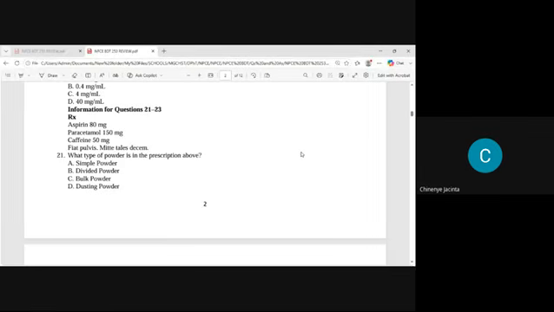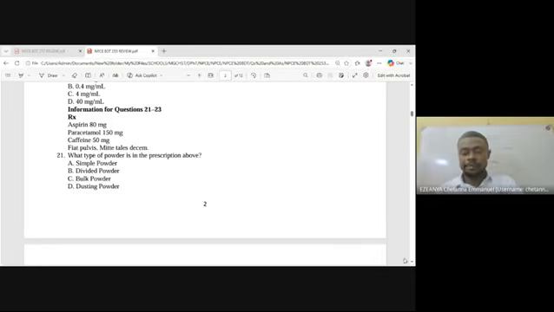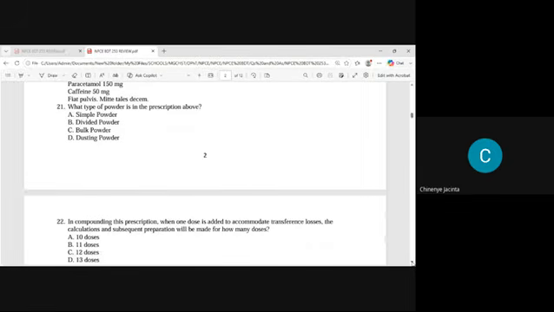21. What type of powder is in the prescription above? Option A, simple powder. B, divided powder. C, bulk powder. D, dusting powder. What's the answer? Divided powder.